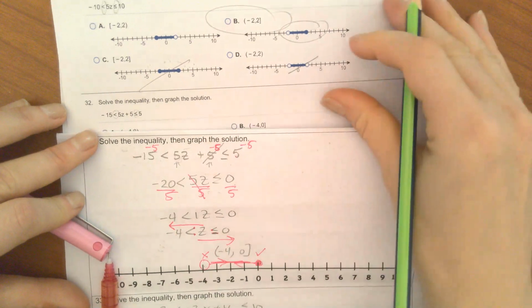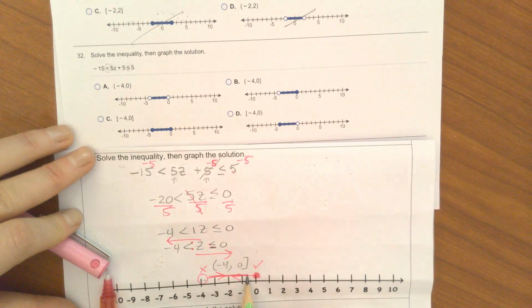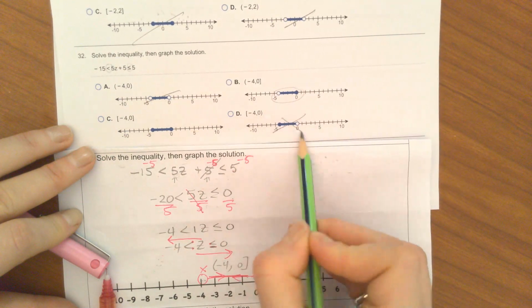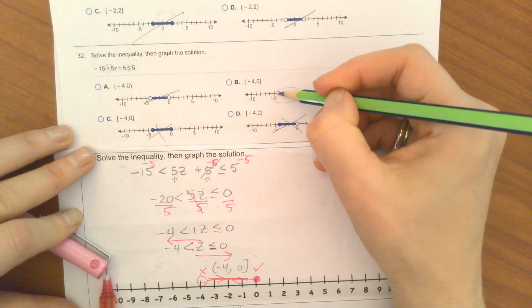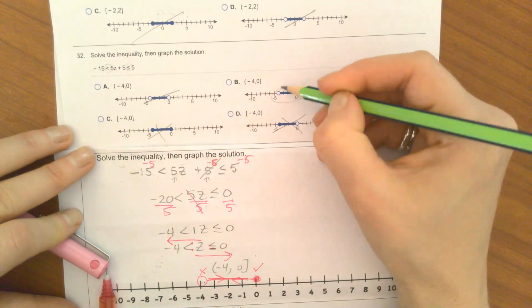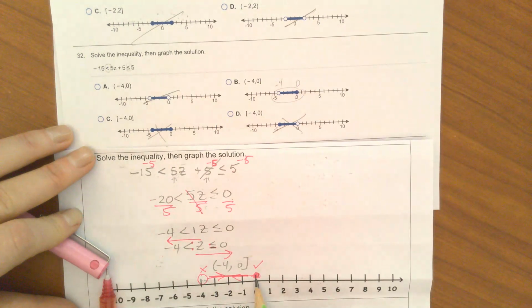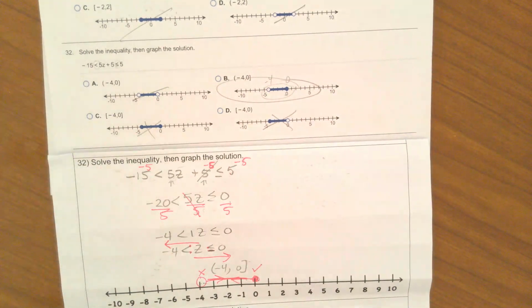Okay, so let's look at the answers. It goes open, closed. Open, open, open, closed, maybe. Closed, open, not that, not that. Oh, so it must be this one. Let's check the numbers. 1 bigger than negative 5 is negative 4, and that's 0. And it's open, closed, open, closed. Yeah, so it's B. Okay. Now let's look at 33.